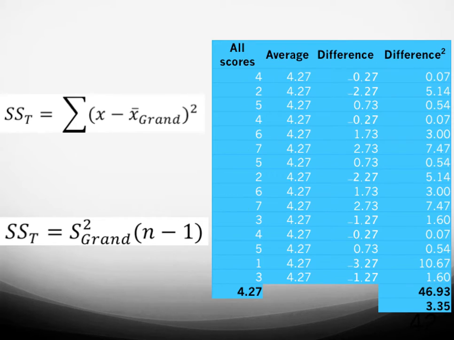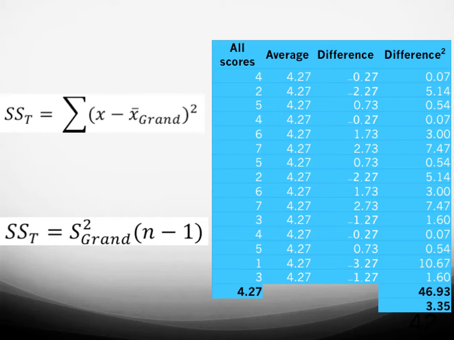So we have all of our scores, we have the average, and we've taken the score, subtracted the average to get the difference. So x minus grand mean. Then we square it because of order of operations, and we add them all up. And when we do that, we get 46.93.